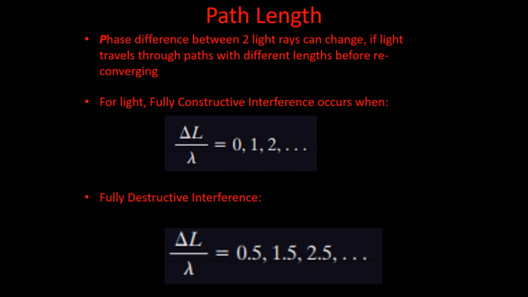Now, the phase difference can actually be calculated. We're looking at our light travelling through two different paths. For fully constructive interference, we look at the path length divided by the wavelength. So for fully constructive interference, delta L, the change in the path length, divided by lambda will be values of 0, 1, 2, any integer value. For fully destructive interference, delta L over lambda will give us 0.5, 1.5, 2.5, any half value.